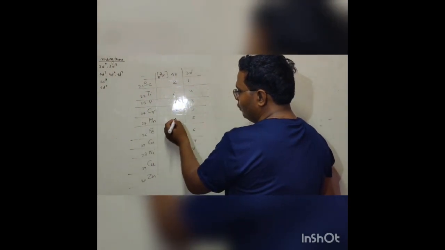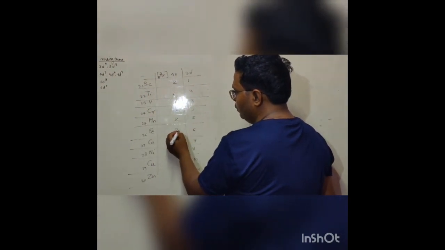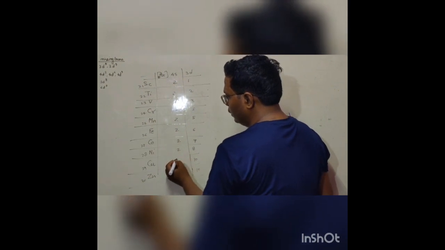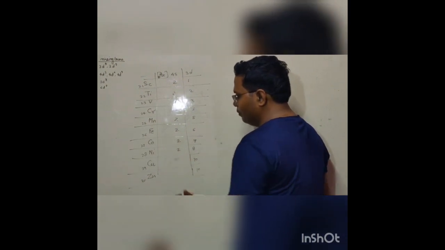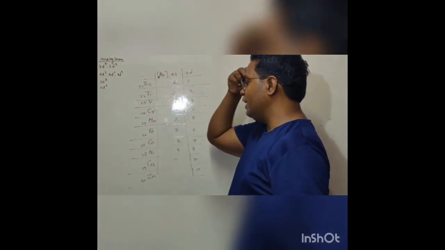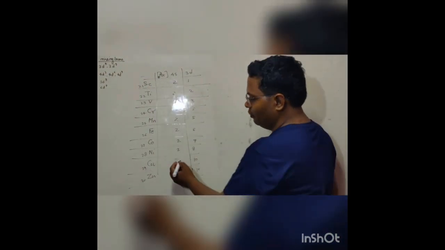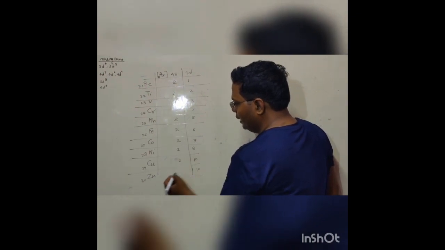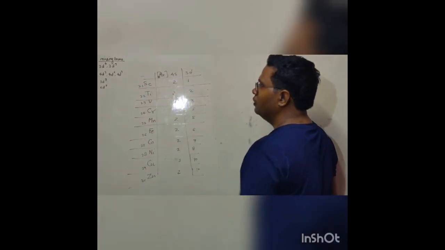In manganese we will write here 2. Then 2, 2, 2. And in case of copper 10 and 18, 28 and we require 29. We will write here 1. And in case of zinc we will write 2.